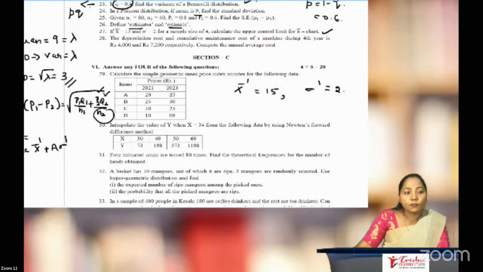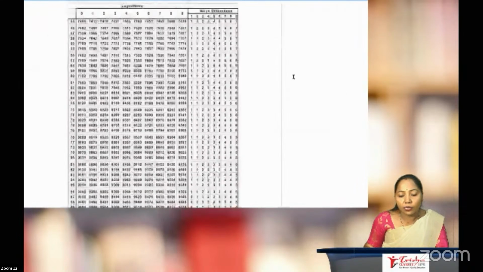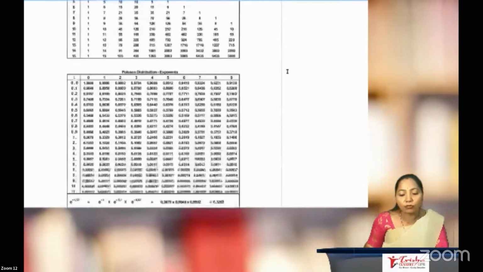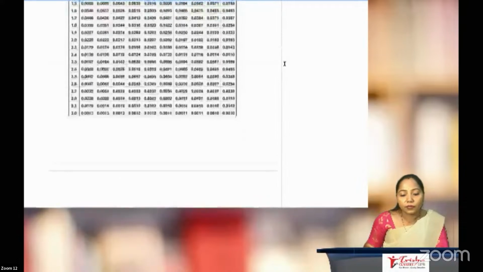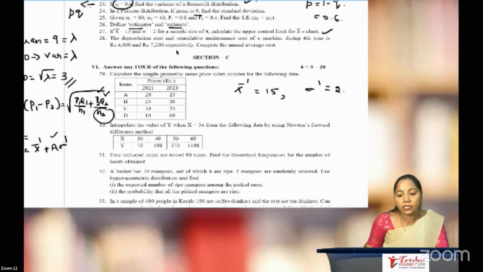Yes, sample size is 4. So for n is equal to 4, you have to read the A value from the table. For n is equal to 4, we have A as 1.500. Substitute it and find the answer.